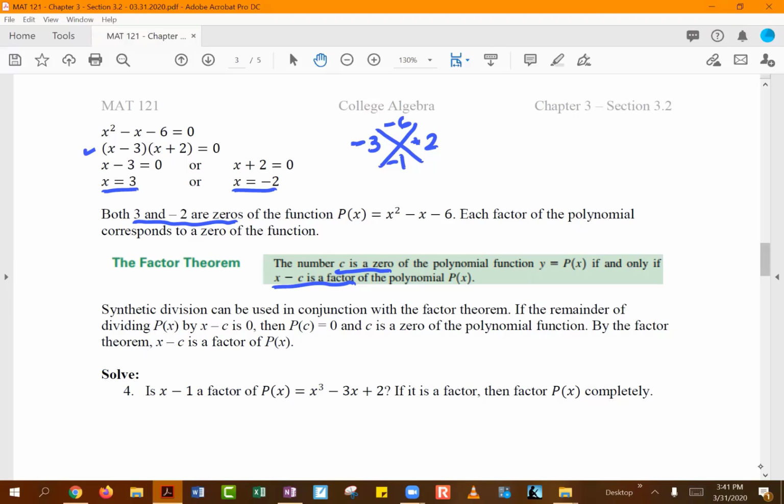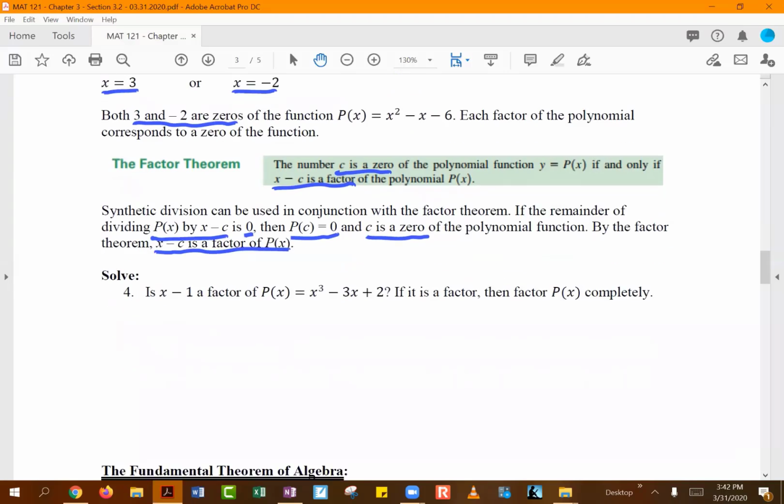So they're saying synthetic division can be used in conjunction with the factor theorem. So again, you can use synthetic division to help us work through this factor theorem. They're saying if the remainder, when you divide your polynomial function by x minus c, is 0, then you're of course going to get a 0 for that number, and we would say c is a 0 of your polynomial function. So they're actually kind of repeating what I just talked about. And then remember, x minus c will be a factor of your polynomial function.